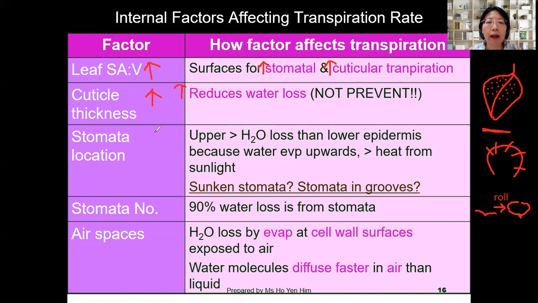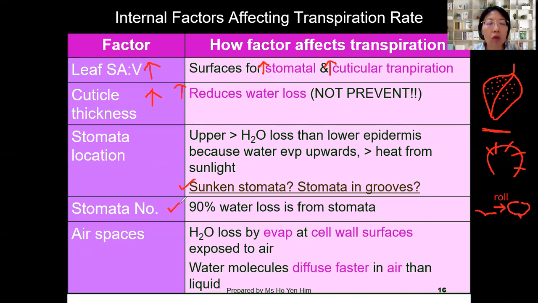Usually you can find that stomata are found in the lower epidermis, not the upper epidermis, because when the water evaporates, it goes upwards. So therefore, usually stomata are found at the bottom, because that will reduce the amount of water vapor passing through the stoma, because the water vapor tends to move upwards, right? And then I will talk about these two later on, the location of stoma, okay?